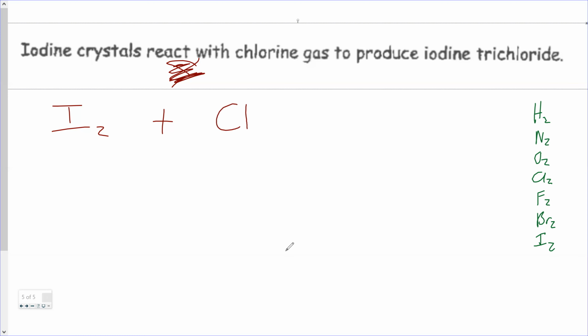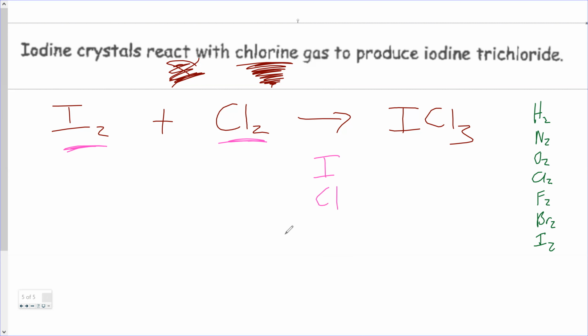Wait, is that the one with CH4 or no? Nope, just chlorine. That's methane. Is this right for chlorine? Would it be Cl2? Yes, Cl2. And then iodine trichloride. Would it be I2 or would it be ICl3? Very nice. If you didn't have your diatomics here, then that probably would have messed you up. ICl3, 1, 3, 2, 2, and you would go in and balance it. Okay. So that's that one.